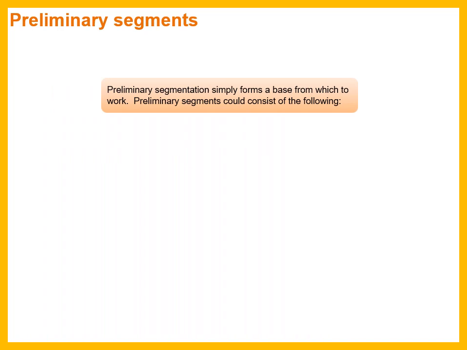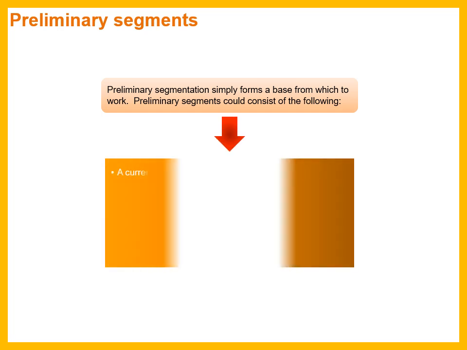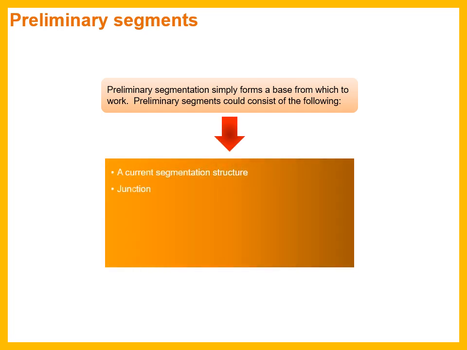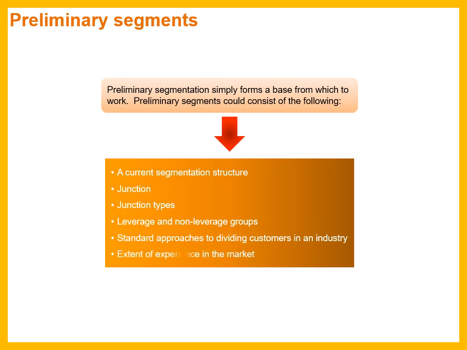Preliminary segmentation simply forms a base from which to work. Preliminary segments could consist of the following: a current segmentation structure, junction types, leverage and non-leverage groups, standard approaches to dividing customers in an industry, extent of experience in the market.